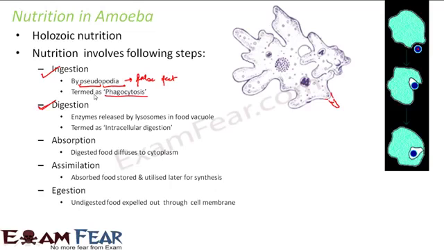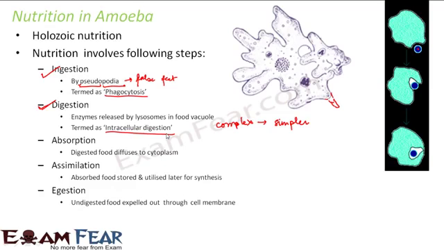Right? So the enzymes released by the lysosomes in the food vacuole will help in converting the complex food into a simpler form. Where will this take place? This will take place inside the food vacuole. This is known as intracellular digestion. Why is this called intracellular? Because this process of digestion takes place within the cell. That is why it is called intracellular.